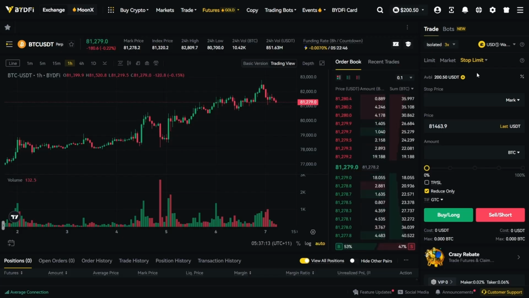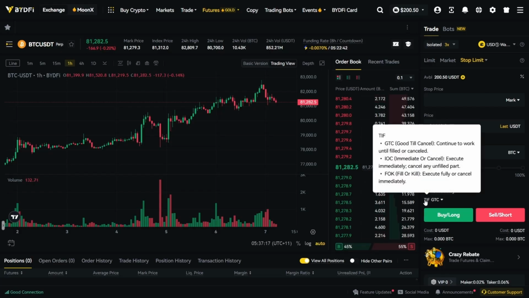For limit and stop limit orders, you can also see a setting that says TIF. This stands for time in force. You have 3 different options for time in force. We have GTC, or good till canceled. This keeps your limit order active until it's filled or you cancel it.